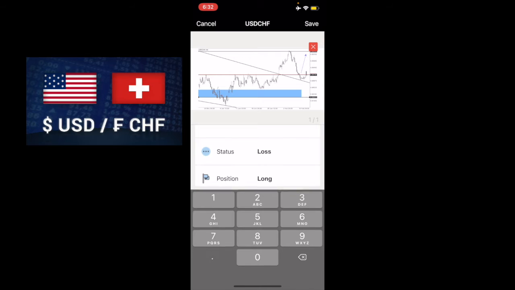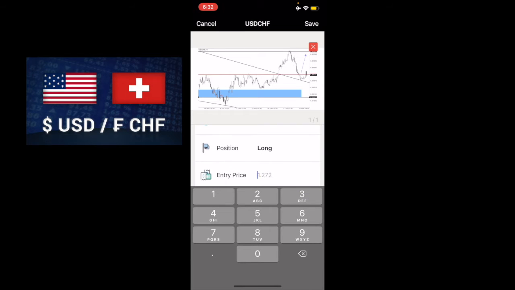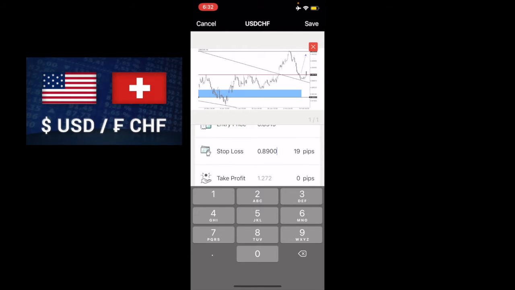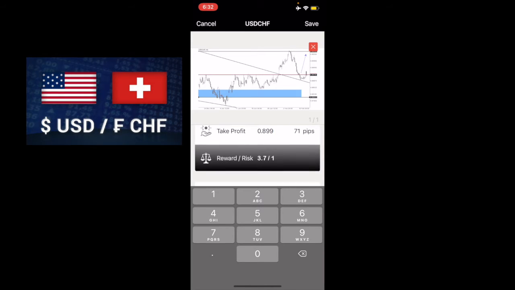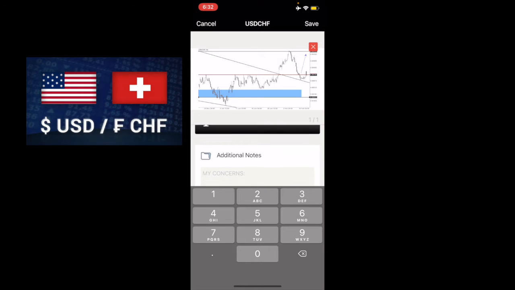Then entry price, this is where you put where you entered from. I can say I entered at 0.8919, and my stop loss, because I was long, was 0.8900. My stop loss was just about 19 pips. My take profit was 0.899. Yeah, I was targeting that. It's shown there, your risk to reward.